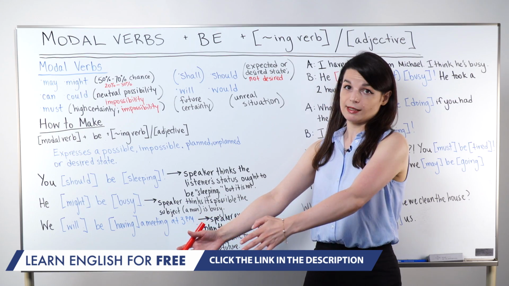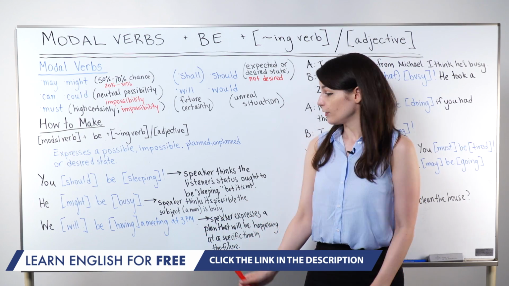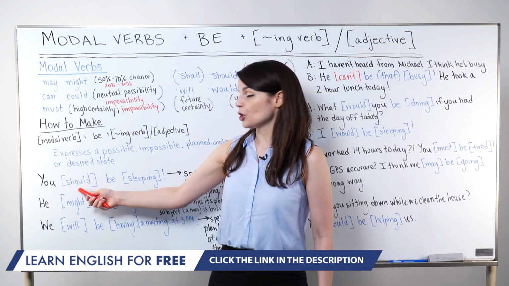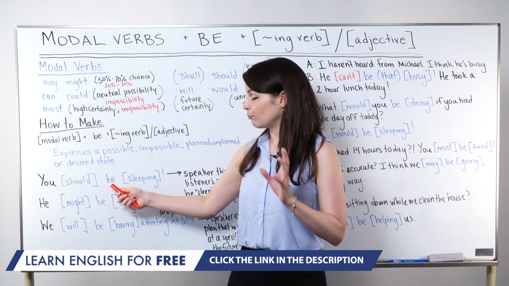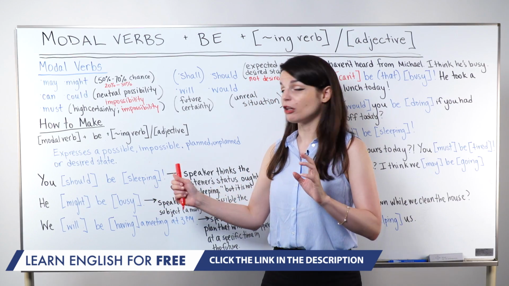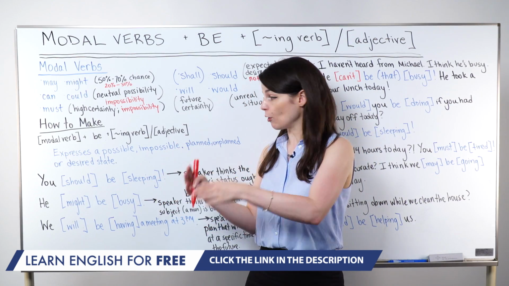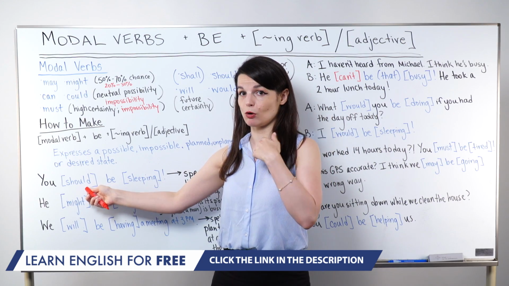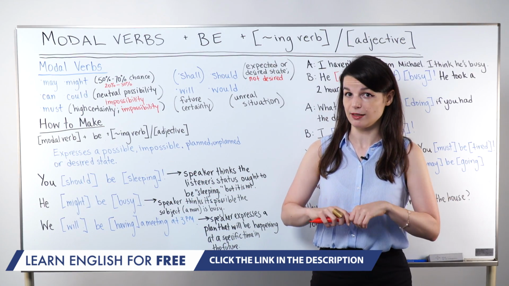You should be sleeping. Maybe it's late at night. You're a child. You should be sleeping. So we use this should to show our expectation or our desire. We use be and then the ing form to show this is the condition for now that I think is best for you, that I desire for you. You should be sleeping. That's what this means.